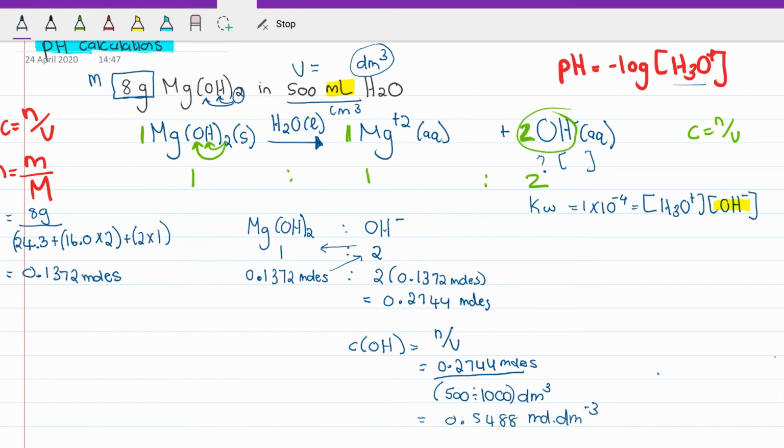So I have this, and now you can go and calculate the concentration of your hydronium ions. So let's quickly work that out. That should be 14, by the way.